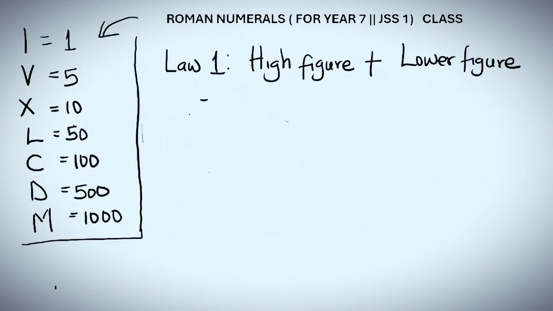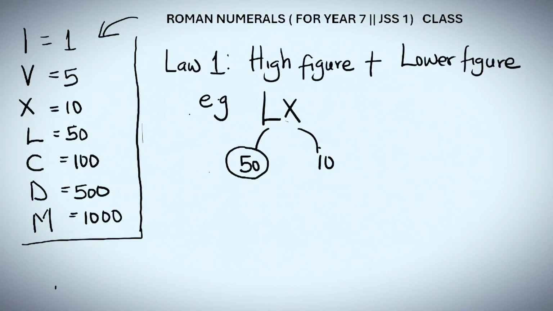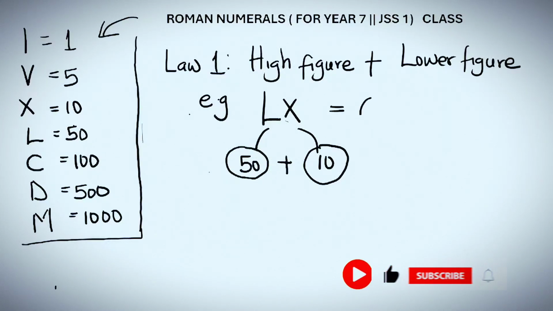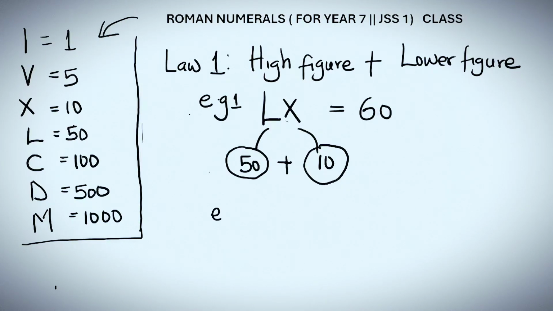For example, look at LX. L stands for 50, X stands for 10. Since the higher one is coming first before the lower one, we add both of them. So LX gives us 60. That's for law number 1. If the higher figure comes before the lower one, we add both figures. Let this be our example 1. Let's take another example, example 2.